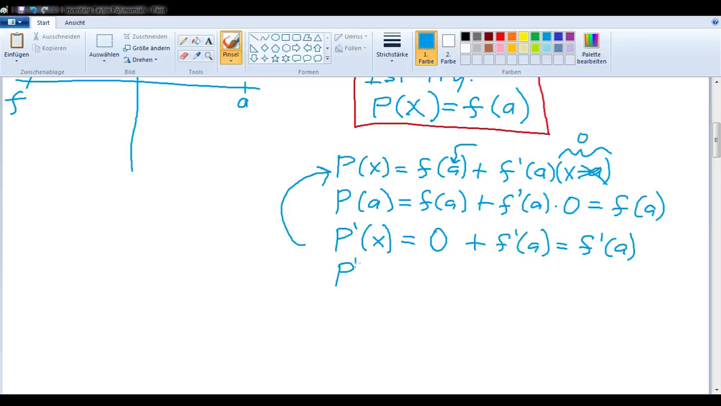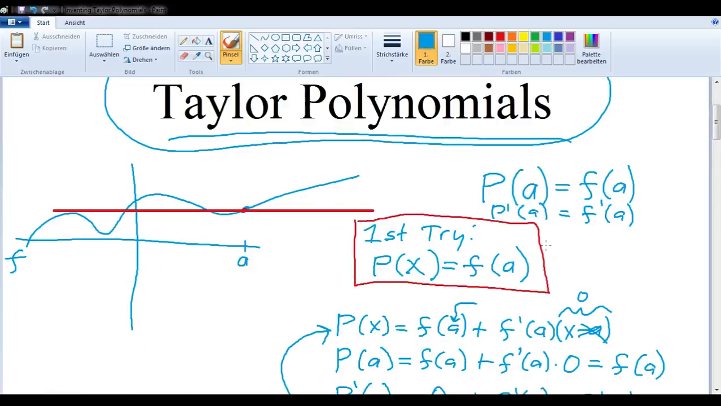Because now if we take p prime of a, we get f prime of a, which was the second characteristic that we wanted to have. So this is going well. The next approximation would maybe look something like that, right? That would have the same slope here at this point a.